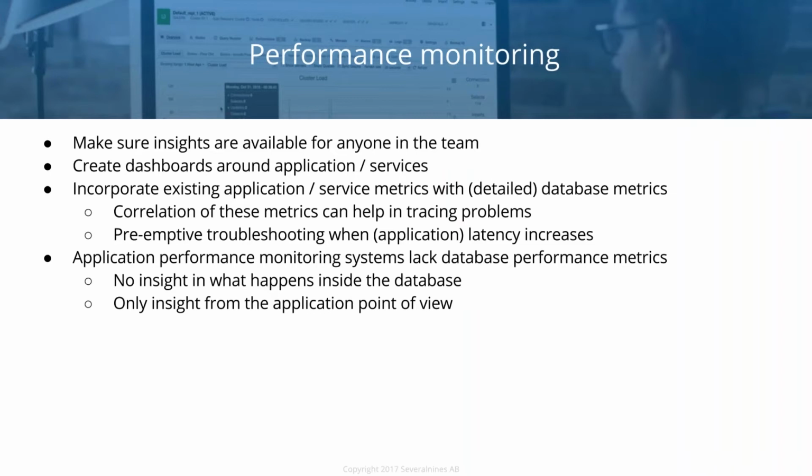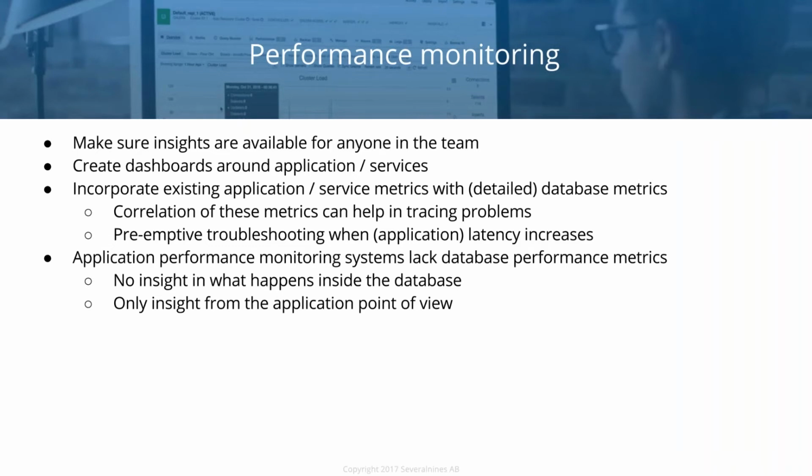Another thing that I mentioned and Riaan mentioned earlier is performance monitoring. Performance monitoring provides insights for the entire team: how is their application performing? And the best way to do that is to create dashboards or create insights around these applications and services, so that everything is within one single view and that you immediately can see if something is going wrong. Then you can incorporate existing application service metrics here with the detailed database metrics, and combine the two of them. You can immediately see if there are problems going to happen. So preemptive troubleshooting would be possible then.